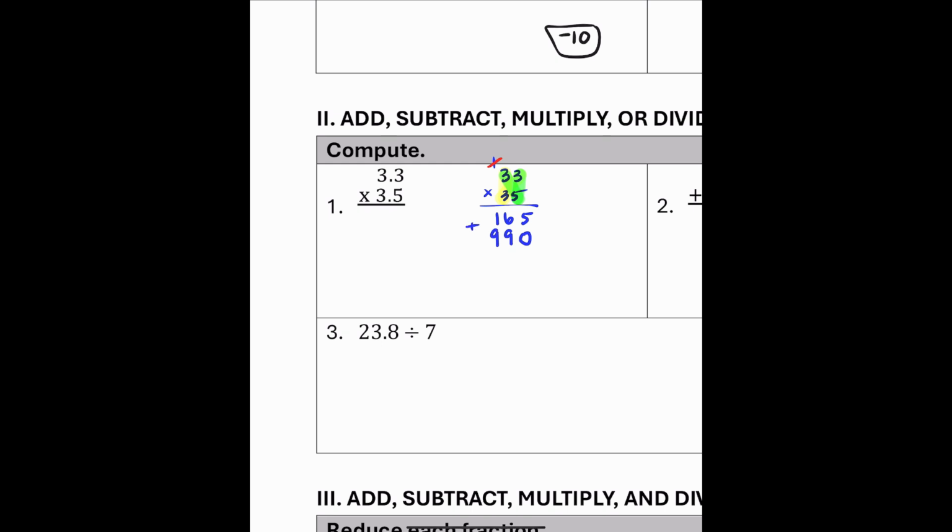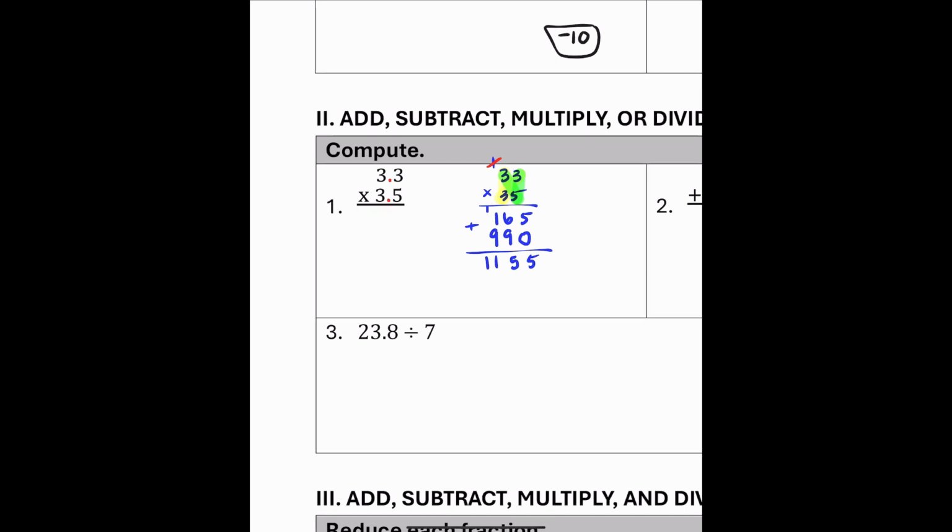So now we're going to add these numbers, and we're going to add straight down, okay? So 5 plus 0 is 5. 6 plus 9, that's 15. We're going to carry the 1. So we have 1 plus 1, which is 2, plus 9, that's 11. Okay? So we should have 1,155. But don't forget, we have these decimals.